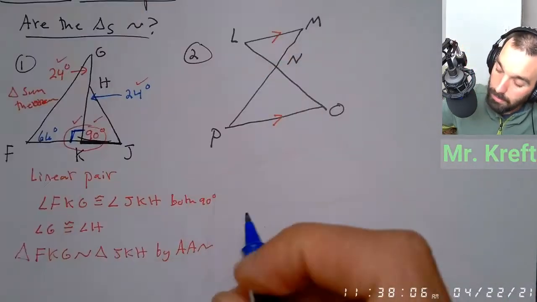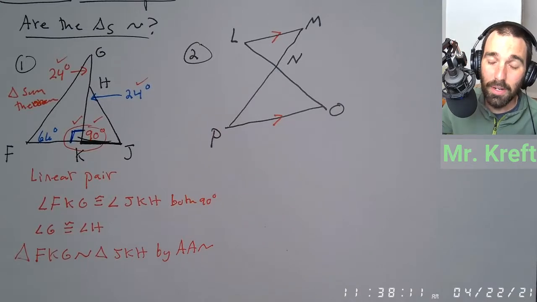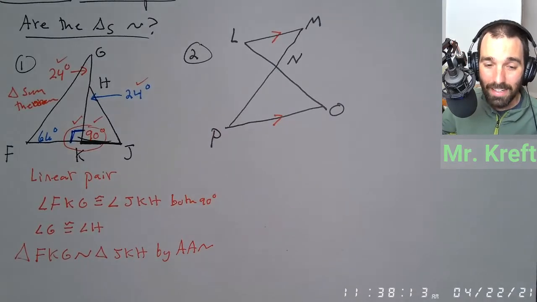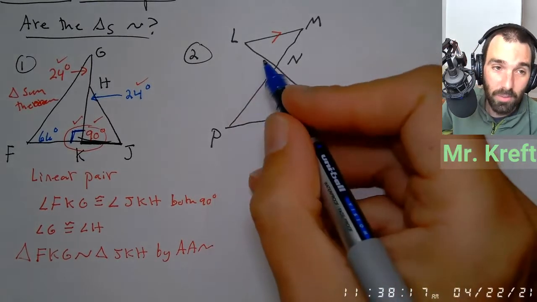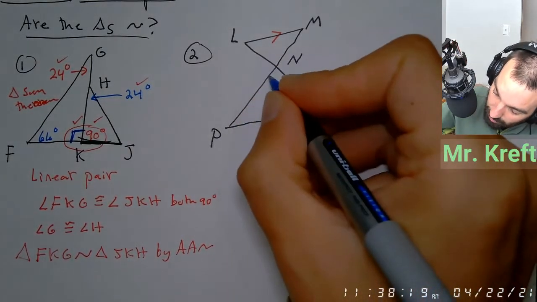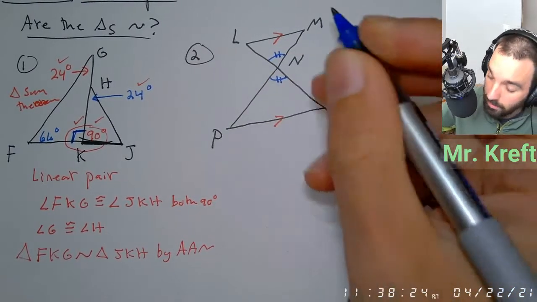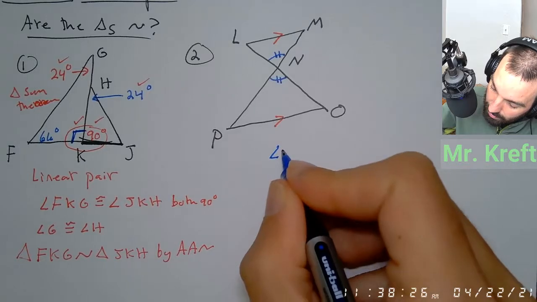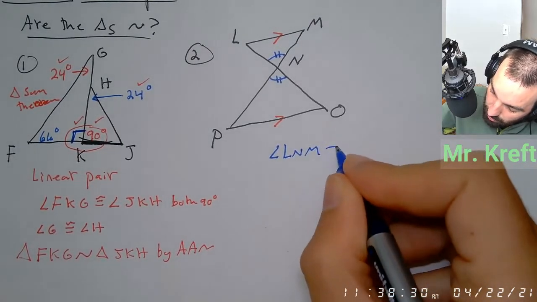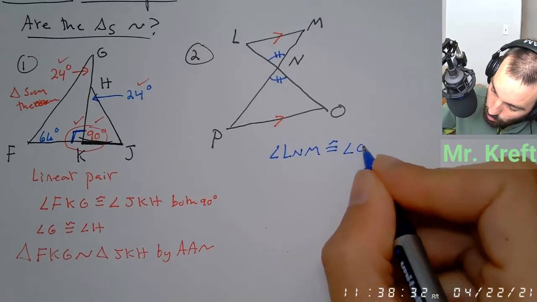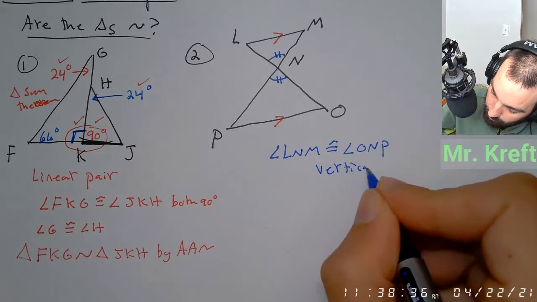All right, for this next one, we've seen this one quite a bit, and I keep doing it because it's the one historically that people struggle with the most. So again, we have a bow tie problem. Anytime you have a bow tie problem, you have vertical angles. So I can start by saying angle LNM is going to be congruent to angle ONP. That's vertical angles.